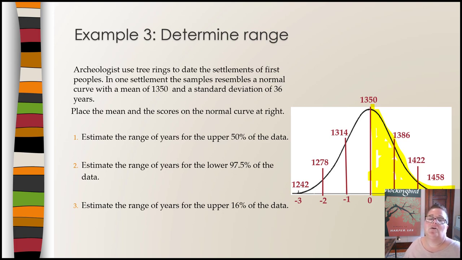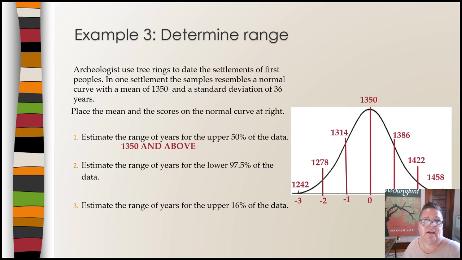So we want to start at 1350, but we don't want to give it a closing date because it's just the upper 50%. And remember, we said that the normal curve doesn't close. It just sort of floats above the number line there. So since it doesn't close, we would simply say 1350 and above, or 1350 and later in terms of years.